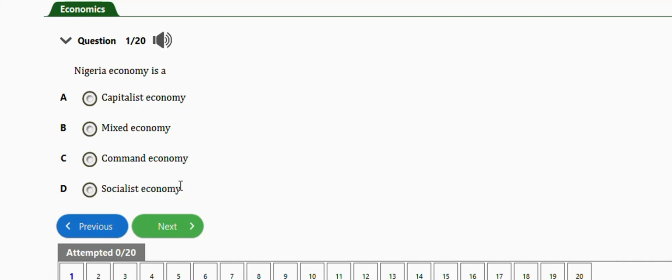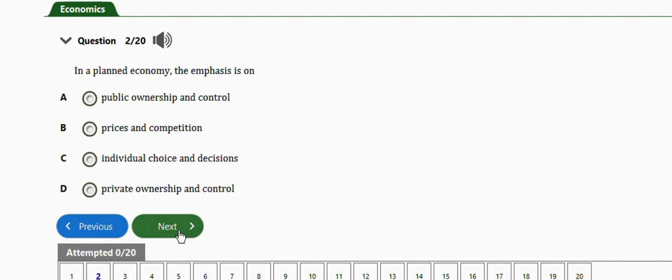The first question I have here says, Nigerian economy is a: capitalist economy, mixed economy, command economy, socialist economy. The right answer is option B, which is mixed economy. Next question: in a planned economy, the emphasis is on: public ownership and control, prices and competition, individual choice and decision, private ownership and control. The right answer is option A, which is public ownership and control.